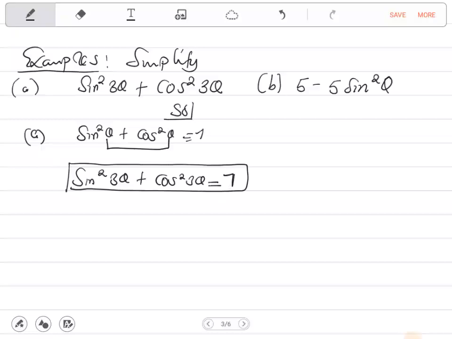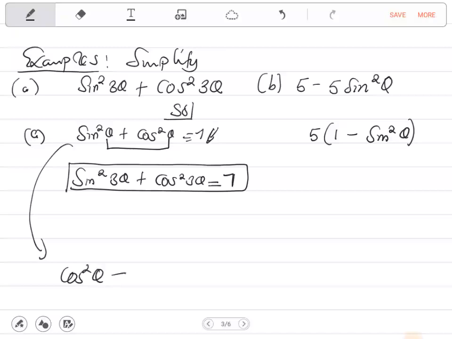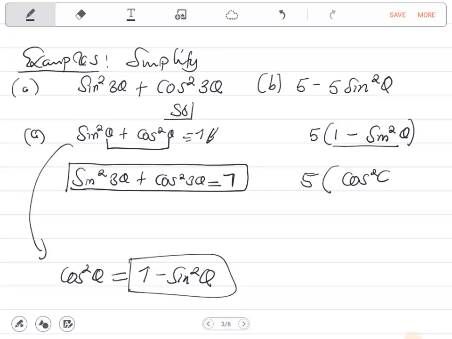This one here, we can just factorize what is common. So we can take out what is common, and we have 1 minus sine squared theta. But when we go back to the identity, we can make cos squared theta the subject of the formula. I'm getting 1 minus sine squared theta, which I can see here. So I'm just going to replace that with cos squared theta, and my answer is 5 cos squared theta.